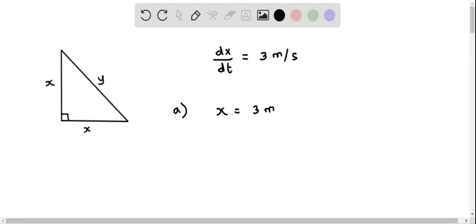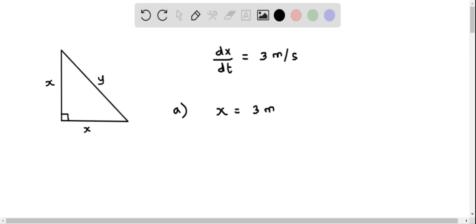Let x represent the legs of the isosceles right triangle, and y represent the hypotenuse of this right triangle. We are given that the legs of the isosceles right triangle increase at the rate of 3 meters per second. In part A, we have to determine the rate at which the area changes when one of the legs is 3 meters. So let's see how to do this one.